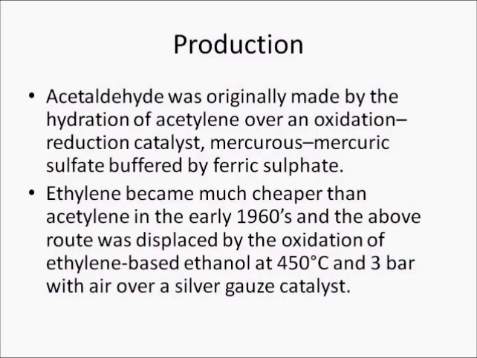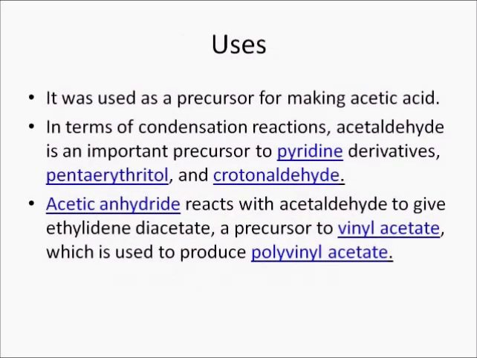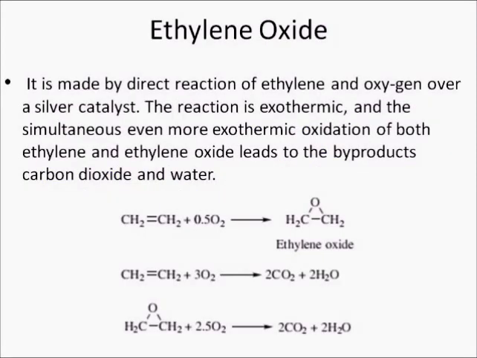Acetaldehyde was originally made from acetylene by its hydration over mercurous mercuric sulfate ferric sulfate. In the early 1960s, the above route was displaced by the oxidation of ethylene-based ethanol at 450 degrees Celsius and 3 bar with air over a silver gauze catalyst. Acetaldehyde is mainly used as a precursor for producing various other chemicals such as acetic acid, pyridine derivatives, crotonaldehyde, and pentaerythritol. Next is ethylene oxide.